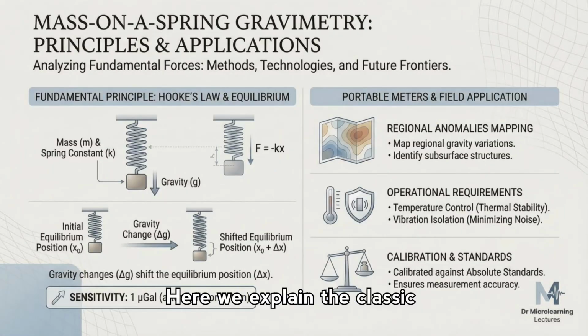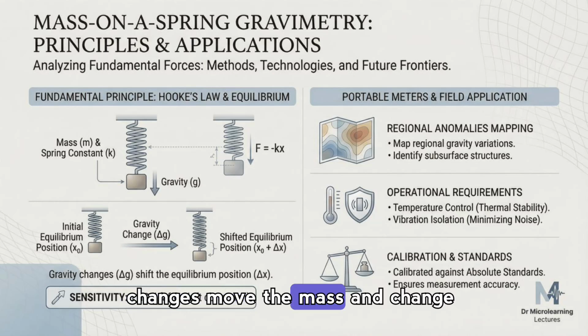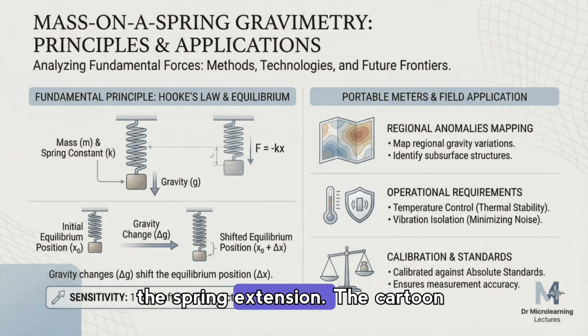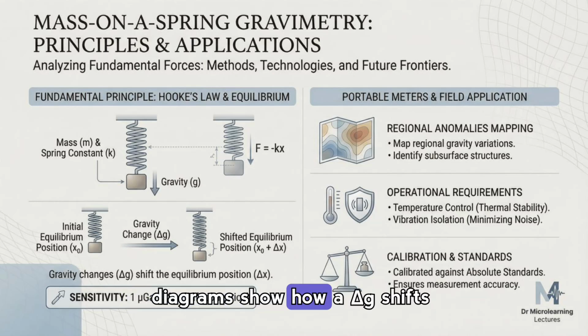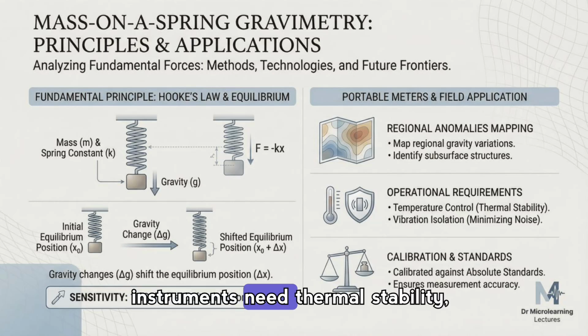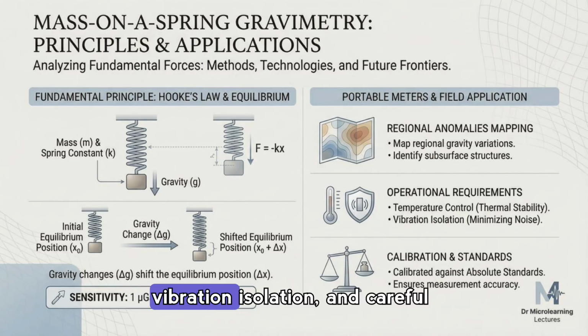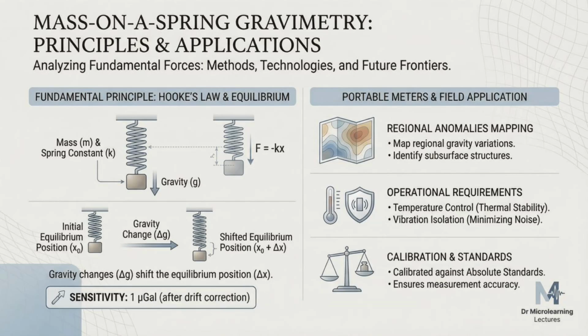Here we explain the classic mass on a spring gravimeter, which relies on Hooke's law and equilibrium shifts. Tiny gravity changes move the mass and change the spring extension. The cartoon diagrams show how a delta g shifts equilibrium, and in practice, instruments need thermal stability, vibration isolation, and careful calibration to reach sensitivities around 1 microgal after drift correction.